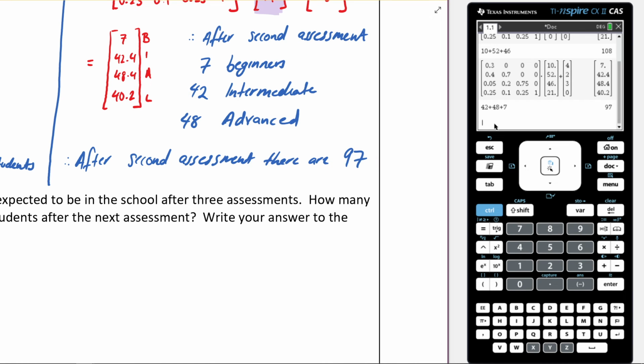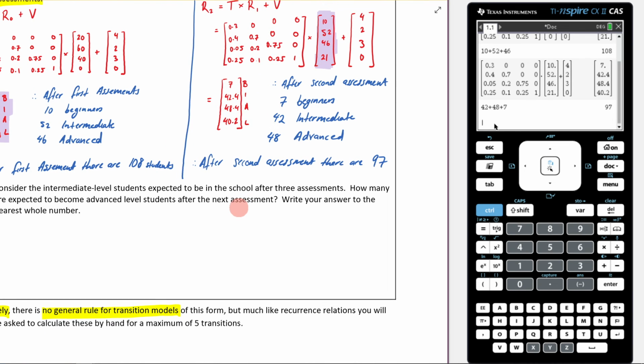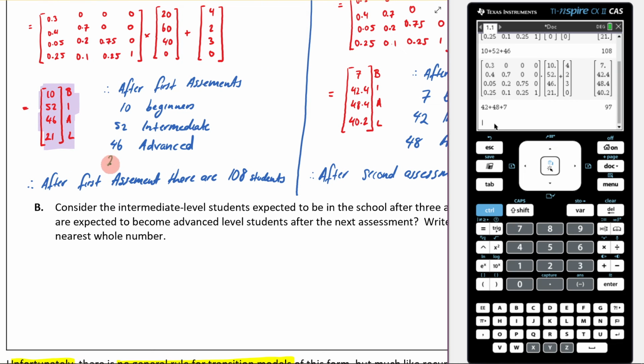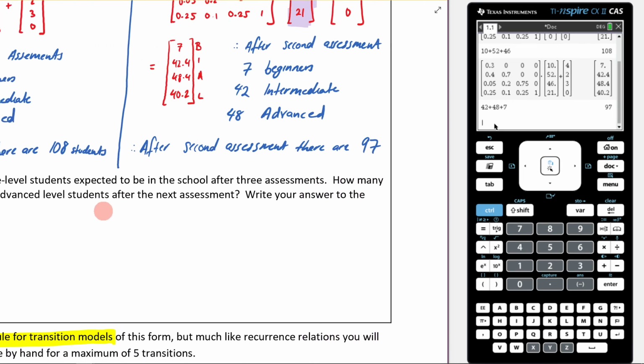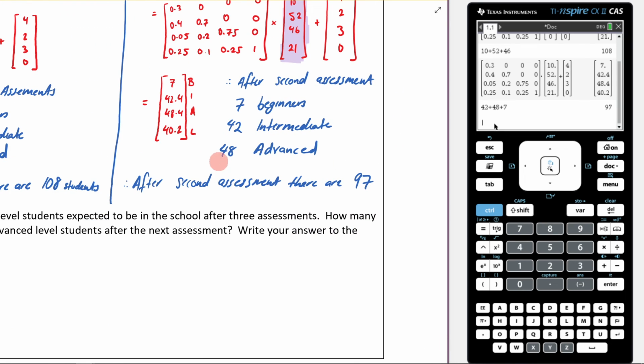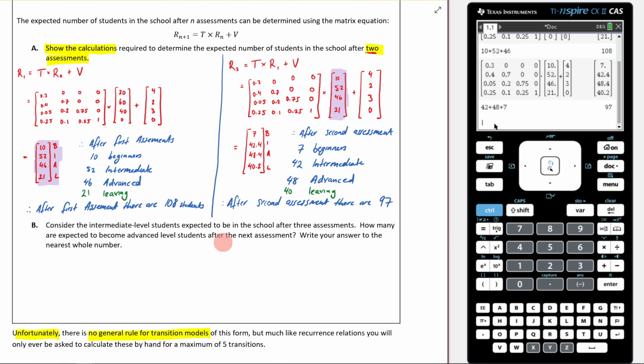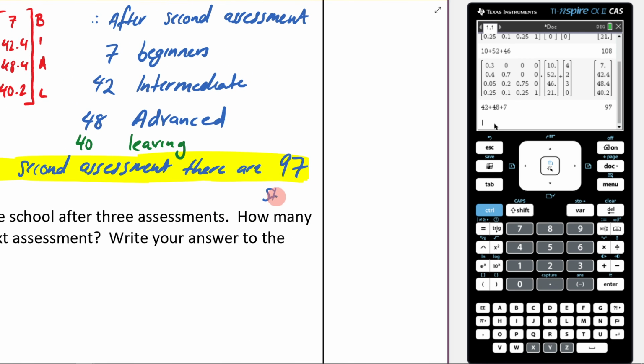So the thing that I haven't written here that you kind of have to take note of is how many kids are leaving as well. Like 21 are leaving here. But of course, you don't add that on to the total amount of students. And over here, we have 40 kids leaving. But again, you don't add that on to the total amount of kids in the school. Because what this question wanted, and this video is going for a bit too long for my liking, it says show the calculations required to determine the expected number of students in the school after 2 assessments. After the second assessment, there are 97 students at the school. And that's what we do, 97 students.